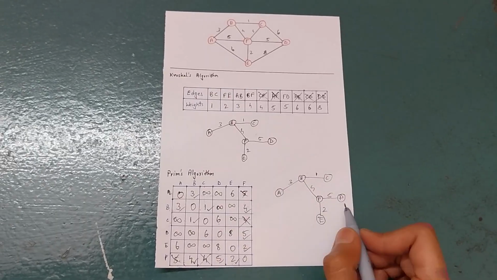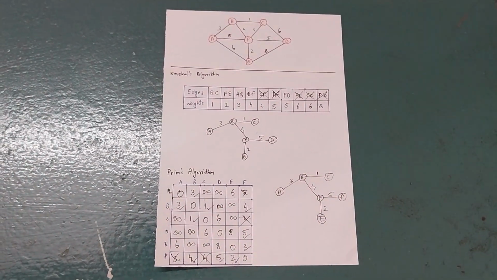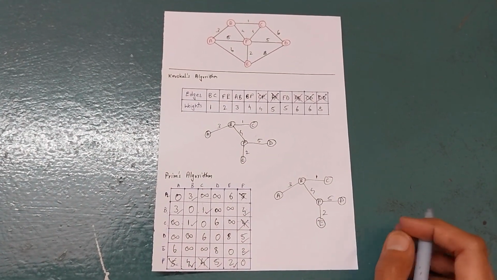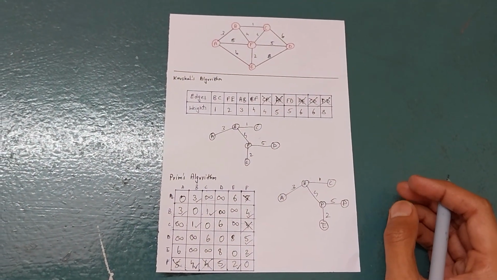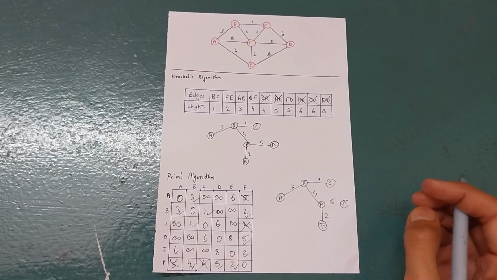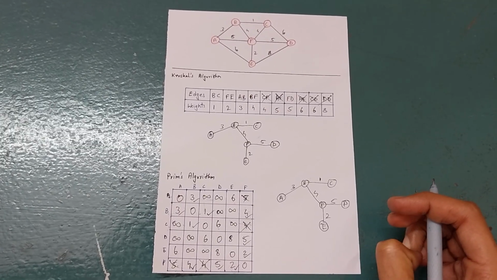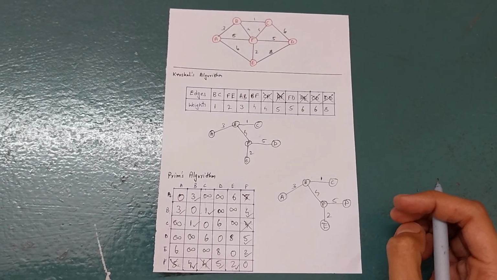So almost all the edges are done and all the vertices are connected and this is the minimum spanning tree. Even in this we are getting the same thing. Sometimes when you solve using Kruskal's and Prim's algorithm, you may get some different variety of graph. So that does not depend on anything, it's just the algorithm.